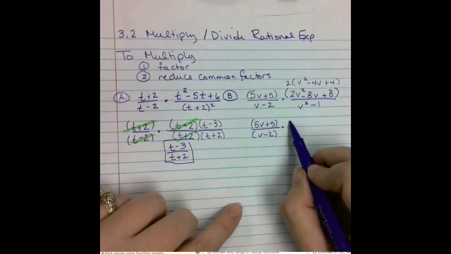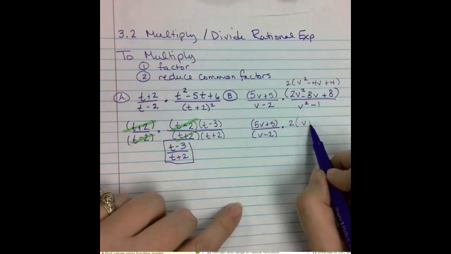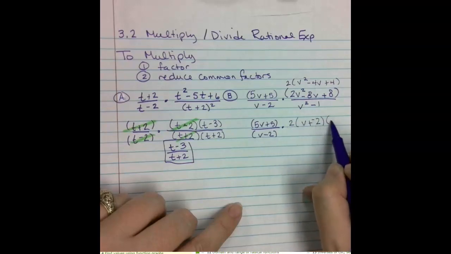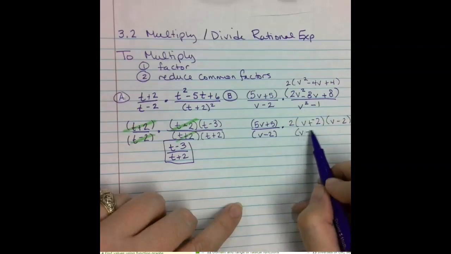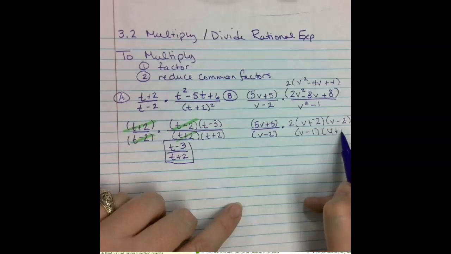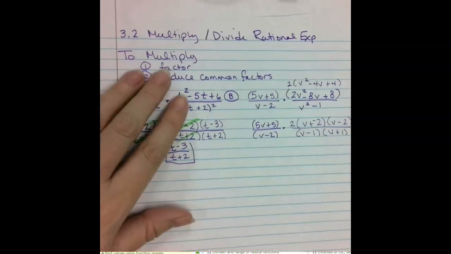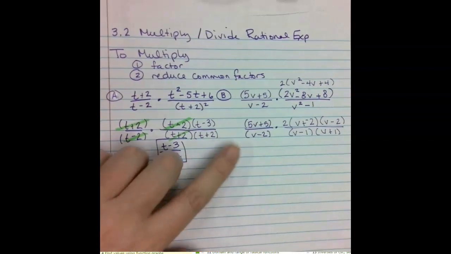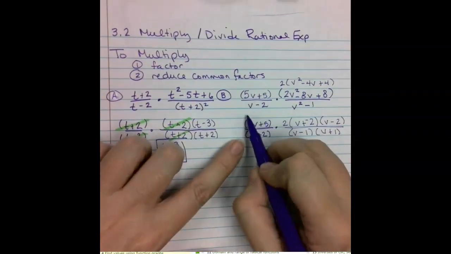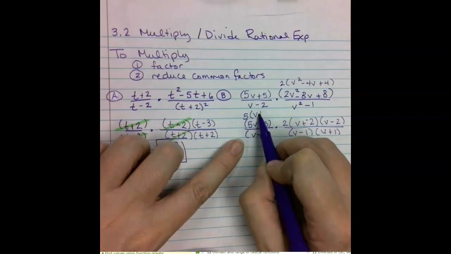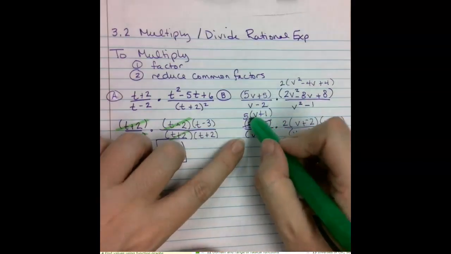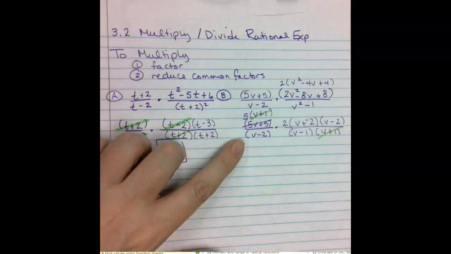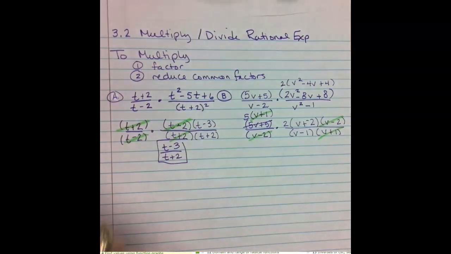Now I can factor that part, and I'm going to have v minus 2 and v minus 2. And on bottom, this is the difference of perfect squares, so I can go v minus 1 and v plus 1. So I did all my factoring. Now I'm going to reduce common factors. Oh, and this one will also factor into a 5 and a v plus 1. So this v plus 1 will cancel with this v plus 1. And this v minus 2 cancels with that v minus 2. And that looks like everything.